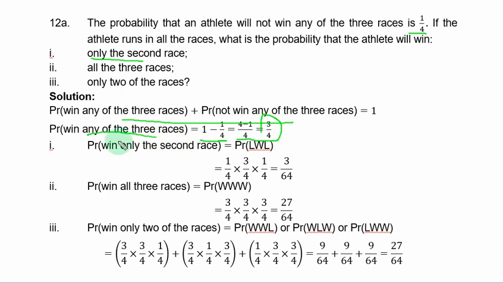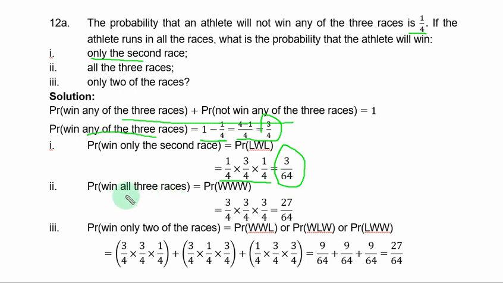Roman figure 1, the probability that the athlete wins only the second race. That means the athlete will lose the first race, win the second race, and lose the third race. So losing is 1 over 4, times winning 3 over 4, times another loss, that is 1 over 4, and that gives 3 over 64.